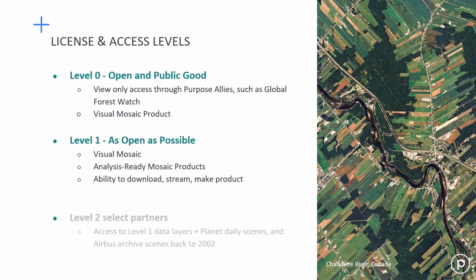We also, and I've greyed out on this slide because it's not going to be the focus of our discussion today, but we also have a level 2. But these are only for select partners. It's a very small group of users that will have this access, because this access will also provide underlying Planet imagery, so the scenes that go into making the mosaics, as well as the selected archive Airbus scenes as well, which go back to 2002. So that's a process. I'm sure we may get some questions on that, so I'll perhaps come to that when we get to the Q&A section.